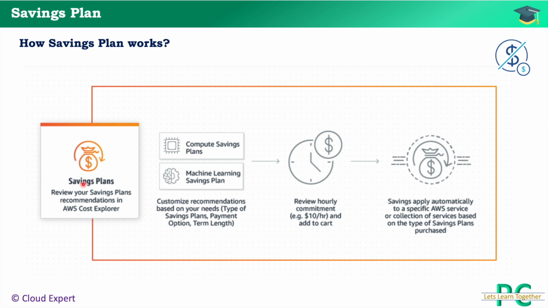Based on that, you select the Savings Plan. It could be EC2 Instance Savings Plan, it could be Compute Savings Plan, or it could be SageMaker Savings Plan. Then you give the commitment. AWS Cost Explorer will give you the amount you should commit. Let's assume that you are committing $10 per hour. Then you purchase that Savings Plan, and as soon as you purchase it, savings will apply automatically to your specific AWS usage or collection of AWS services based on the Savings Plan you have purchased.